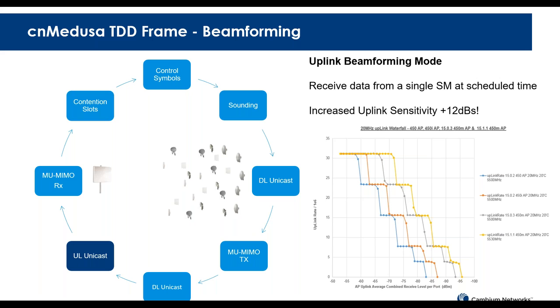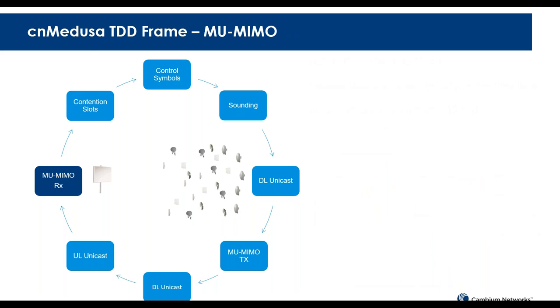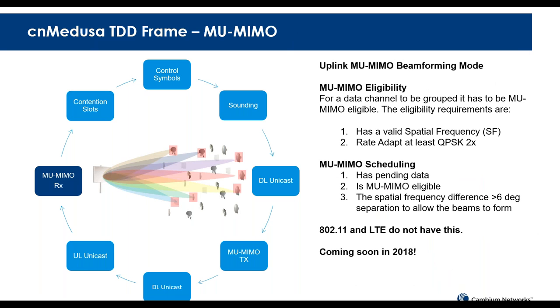If we compare the sensitivity of the PMP450M access point to the sensitivity of the PMP450, which is a traditional 2x2 access point, we see that the sensitivity is up to 12 dB better because of this capability of focusing all the energy in one specific direction. The next mode is the MU MIMO mode in the uplink direction. In this case, the access point is forming multiple beams towards multiple subscribers, and these subscribers can transmit at the same time. This mode is similar to the downlink MIMO mode, meaning that it has many of the same challenges and requirements.